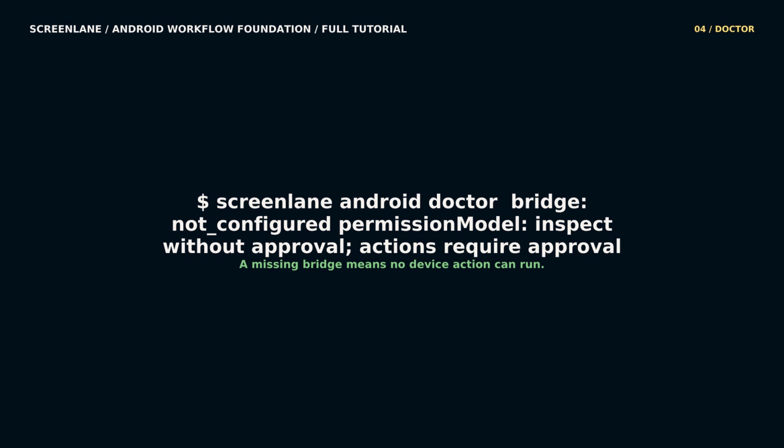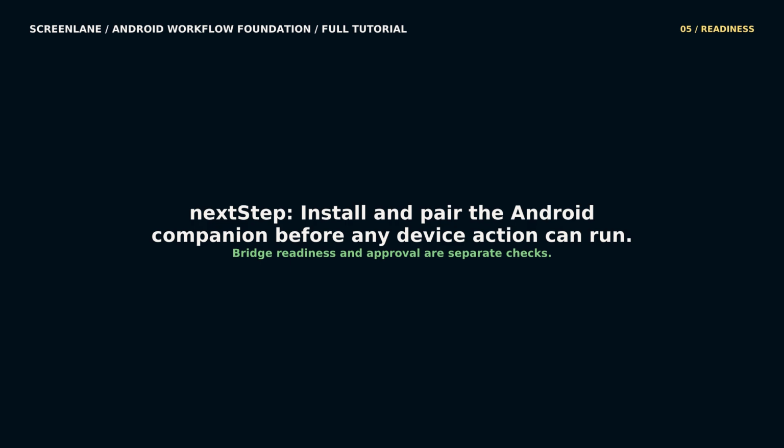Read the next step in the doctor response carefully. When no bridge is configured, it says to install and pair the Android companion before any device action can run. Do not treat an environment variable or a planned action as proof that a phone was controlled. The current bridge status is separate from an approval decision. This tutorial will make that distinction visible. A request may be approved and recorded, yet still not execute because there is no companion bridge. That is the correct and safe result for version 0.2.